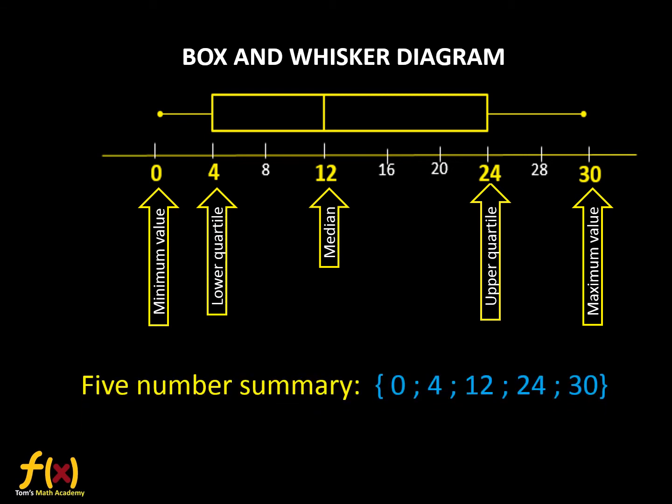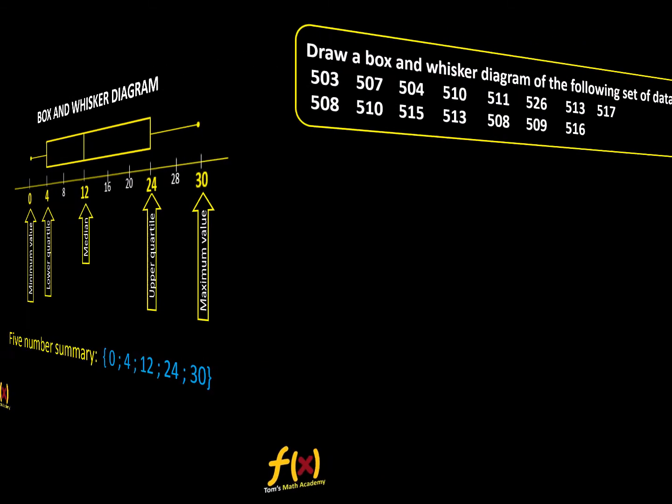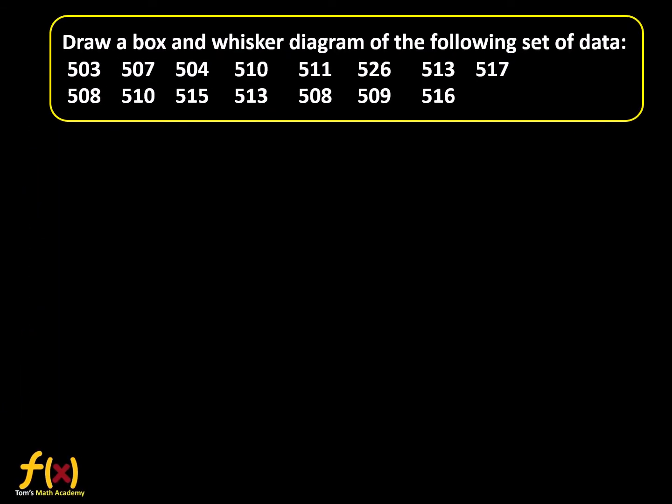There will be a number line. You write down the numbers in perfect order. Also, these 5 numbers are called 5 number summary. We write 5 number summary in a bracket. 0, 4, 12, 24, 30. Okay. So that is 5-number summary. That's also asked in the exam.